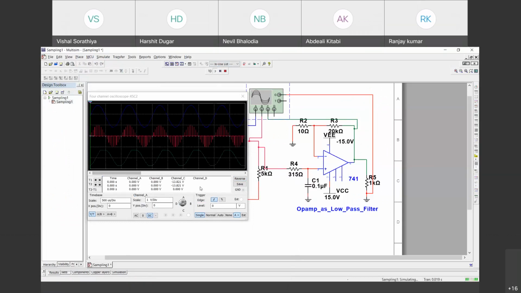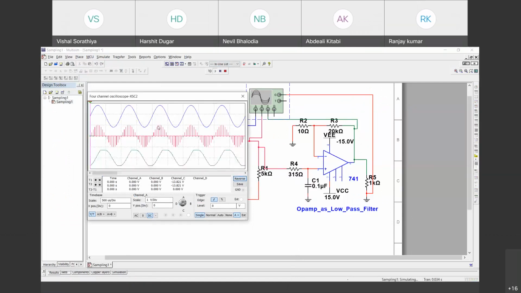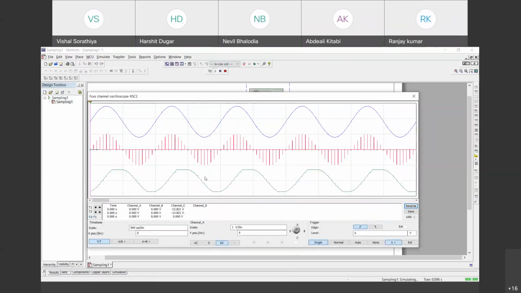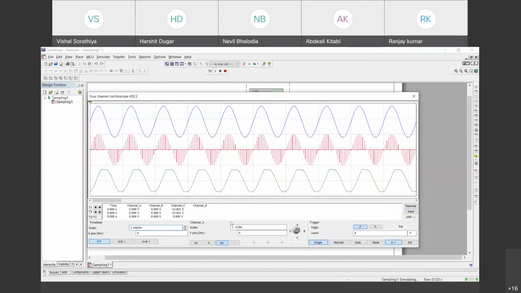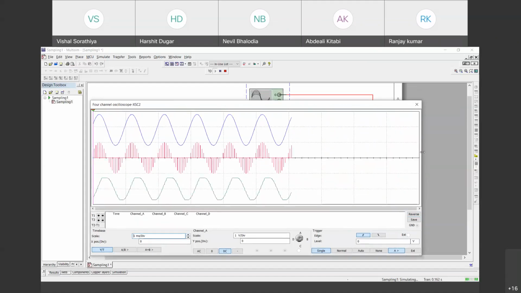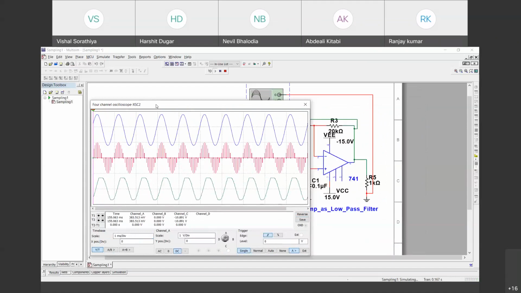Such type of waveform must be on your screen. The blue color is your transmission, or you can say your actual signal. The red color signal is your sampled one. And the last one, the green one, is your reconstructed signal. I think such a waveform is expected from every one of you. This is the waveform of this particular circuit, so everybody try to get such a waveform.